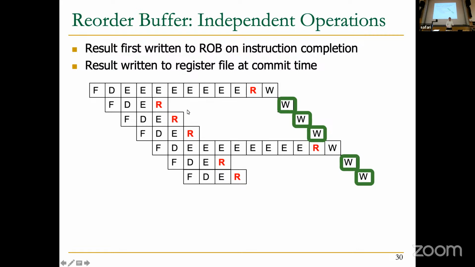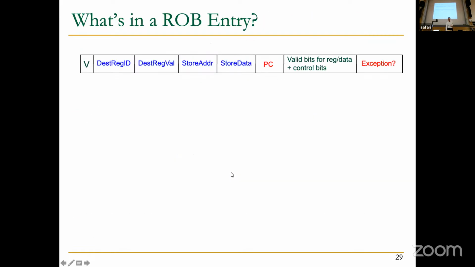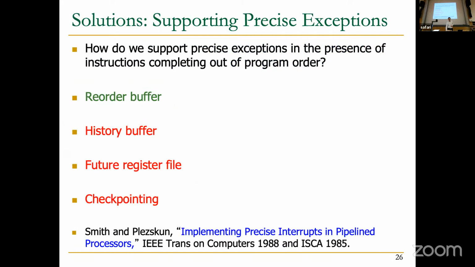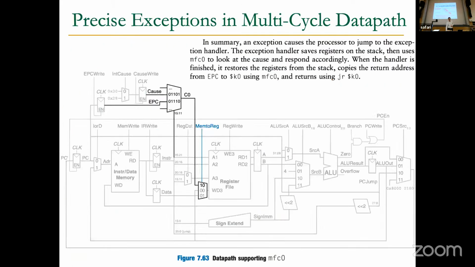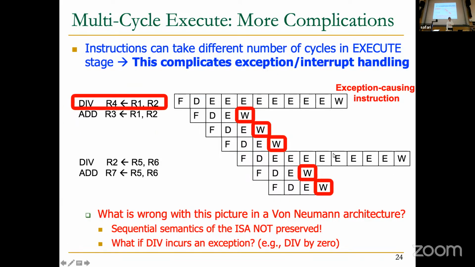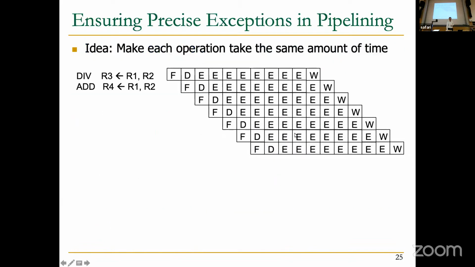So hopefully this picture is clear. Now this picture is beautiful because we have preserved the precise exception semantics, the von Neumann model, but we have not given up finishing the instructions early. Let me go back to this picture where that was not true. Remember? So clearly the first one, this was not true. This violated the semantics. We fixed the problem by making everything worst case. Bad idea.